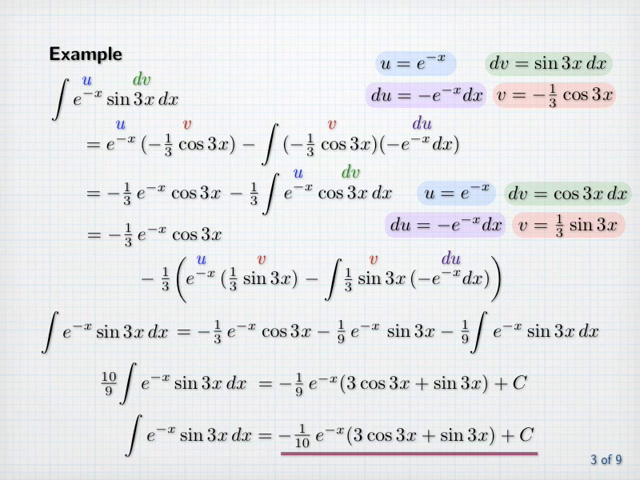So notice that two applications of integration by parts produced a multiple of the integral we were trying to find on the right-hand side. Since the coefficient there was not 1, we were able to simply solve for the integral algebraically at that point.